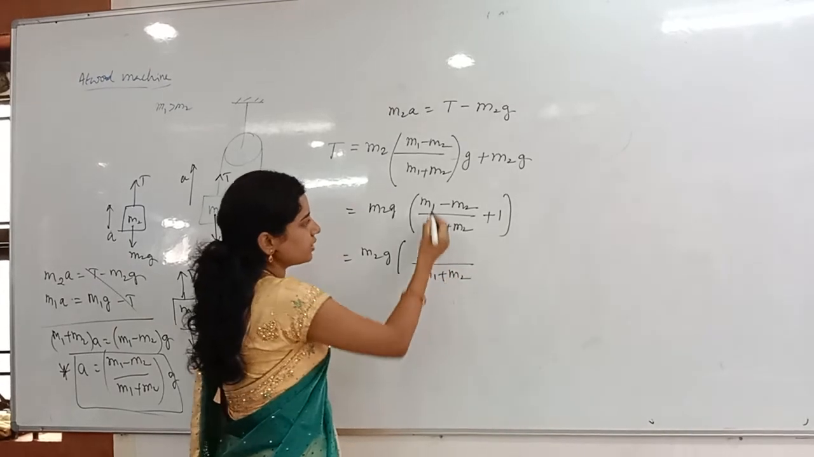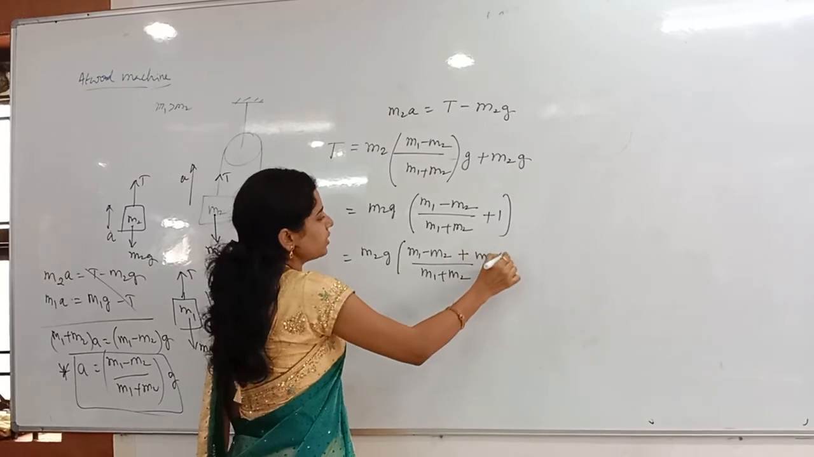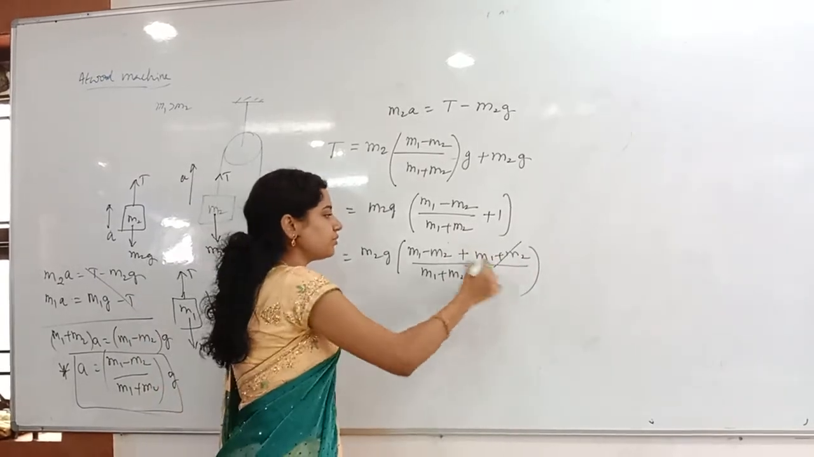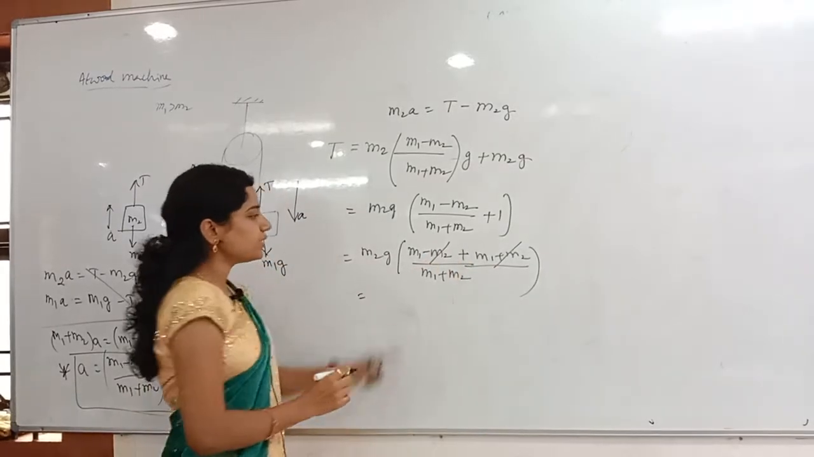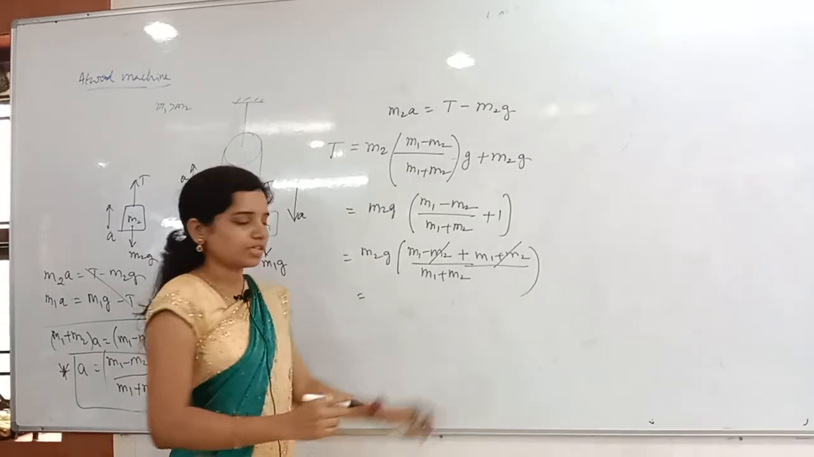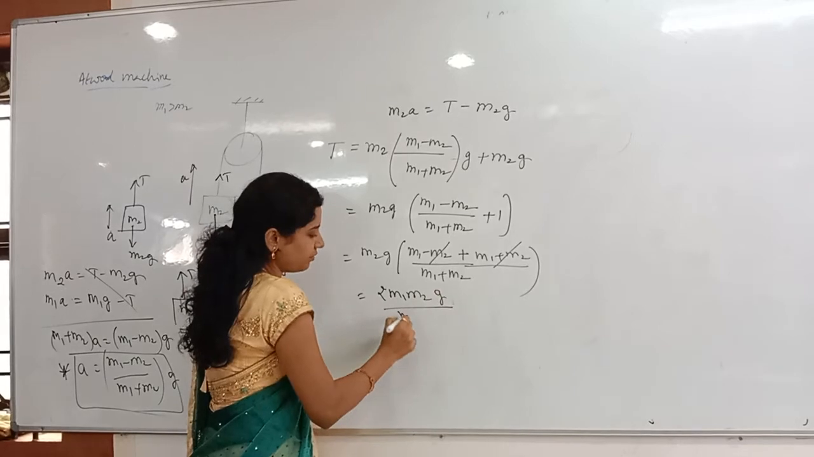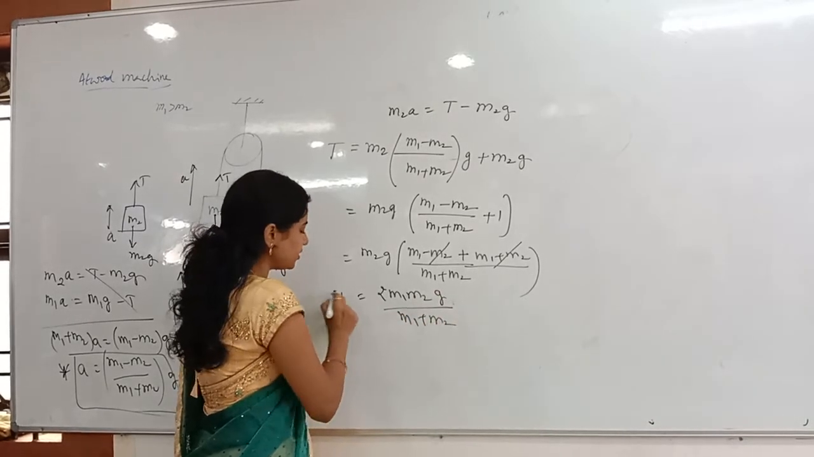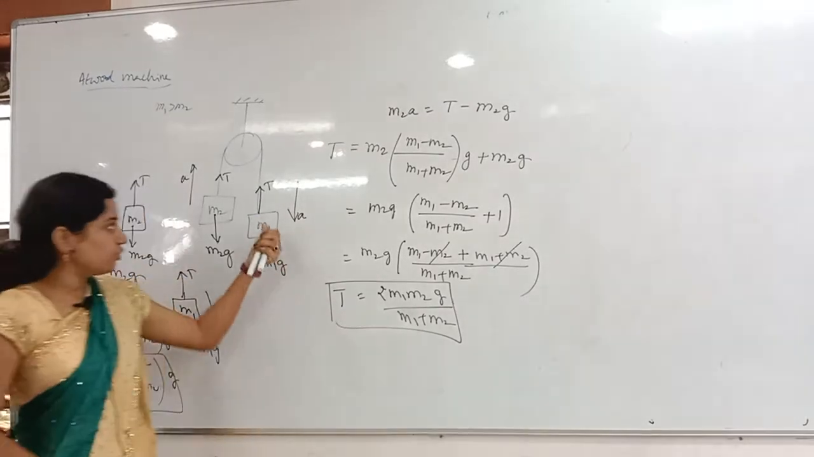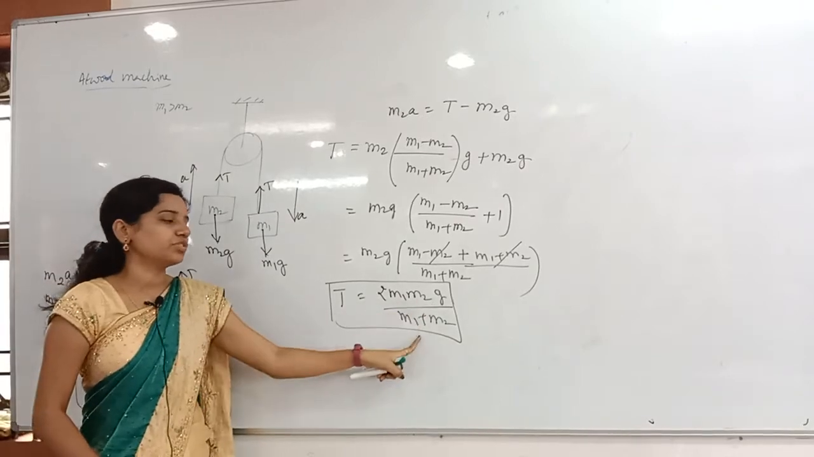M1 plus M2 as LCM. Then M1 minus M2 plus M1 plus M2. Correct? Yes. Then what happens? M2 gets cancelled. Then what is remaining for us? 2M1 and then M2G divided by M1 plus M2. 2M1M2G by M1 plus M2. This is the tension in the string. Tension in only one string, I am sorry. What is the tension we got? T is equal to 2M1M2G by M1 plus M2.